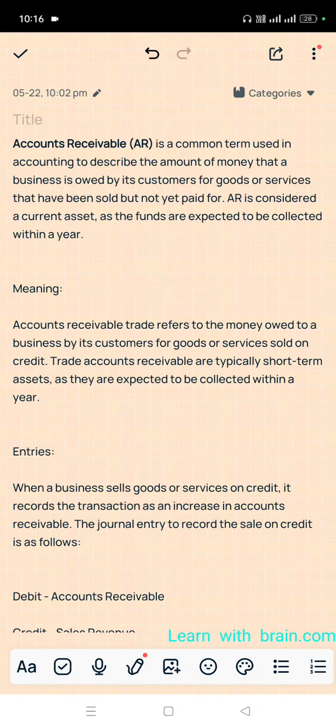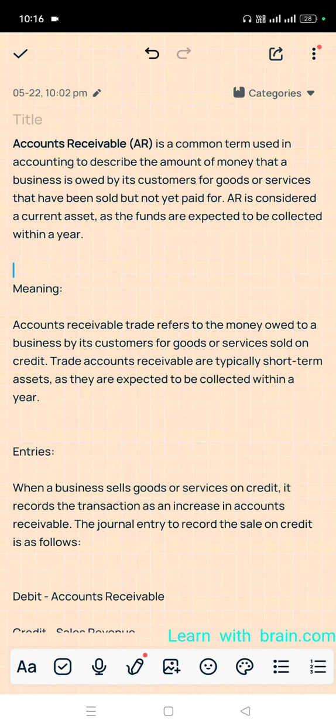Today we discuss accounts receivable. Accounts receivable is a common term used in accounting to describe the amount of money that a business is owed by its customers for goods or services that have been sold but not yet paid for.